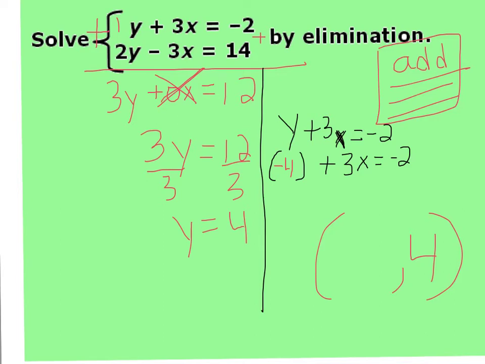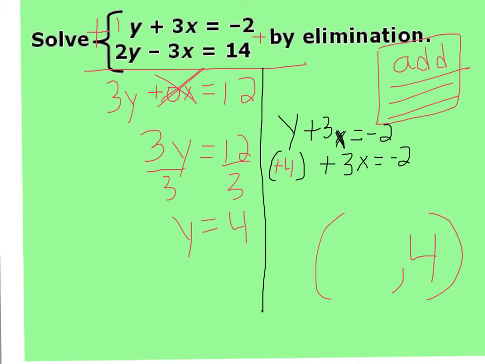Okay, so here's the top equation. I wrote it here, y plus 3x equals negative 2. I'm going to substitute the 4 in. I accidentally wrote negative 4. Let's make that positive, sorry. So take the 4 and we're going to substitute it in for the y.